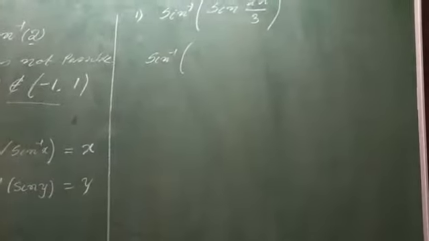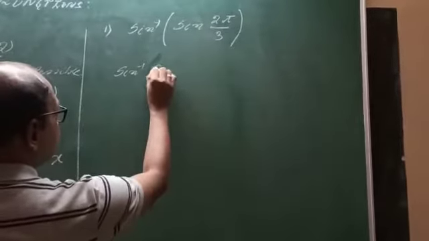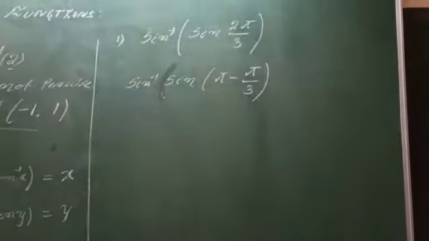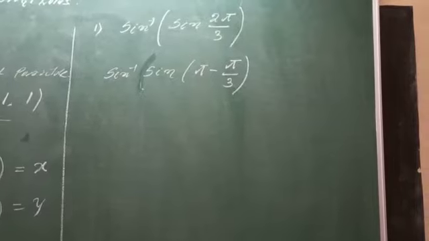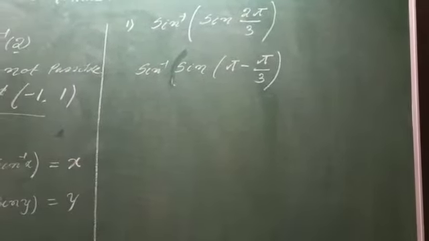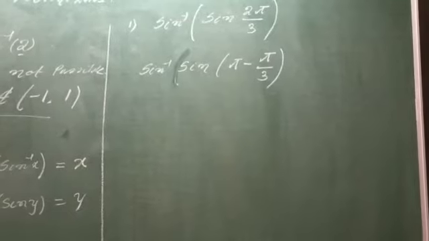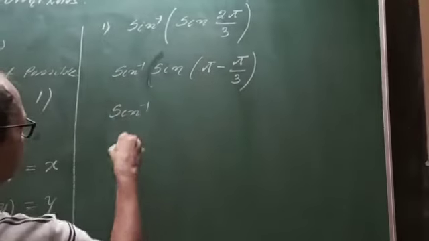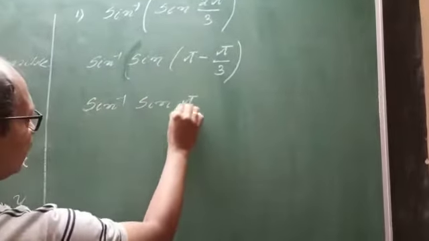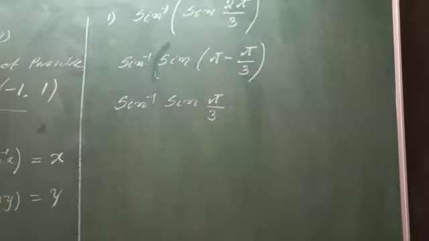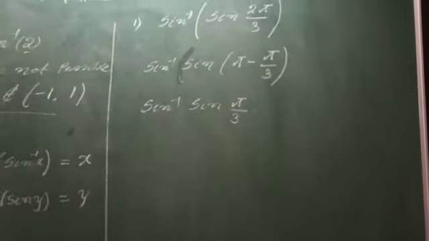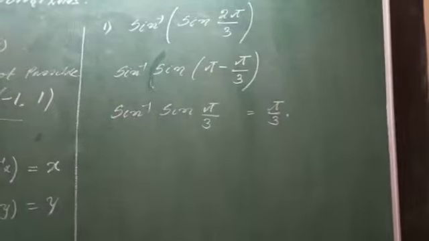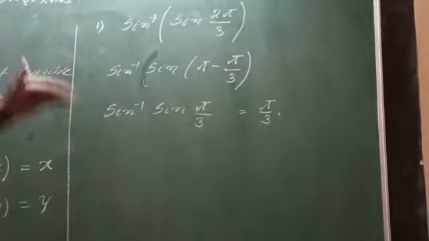This can be written as sine of pi minus pi by 3. Then what you will get is sine inverse of sine pi by 3. So that is equal to pi by 3. So this is the first problem.